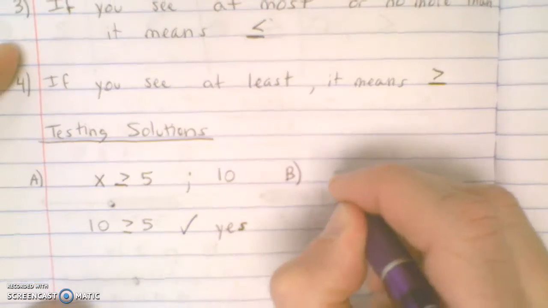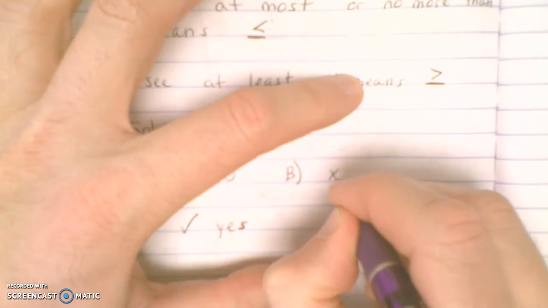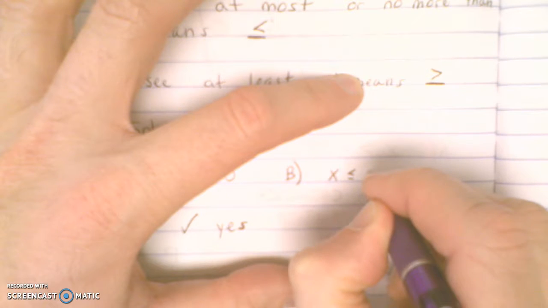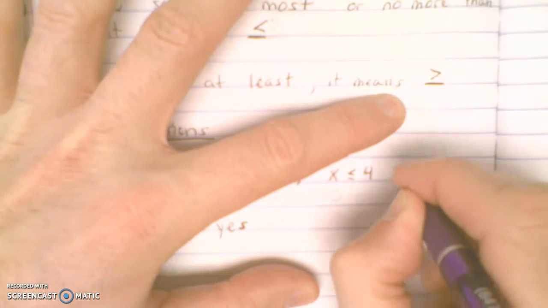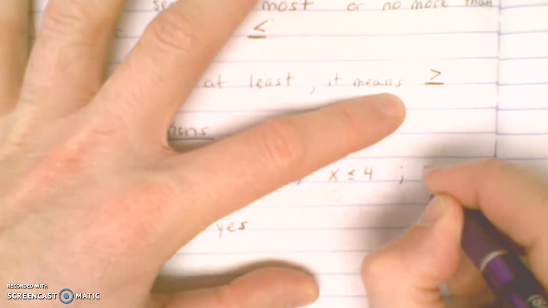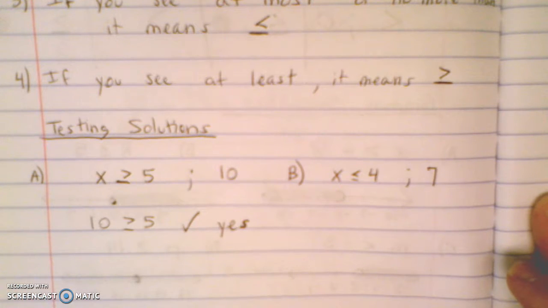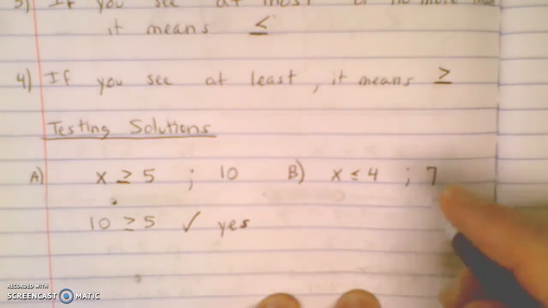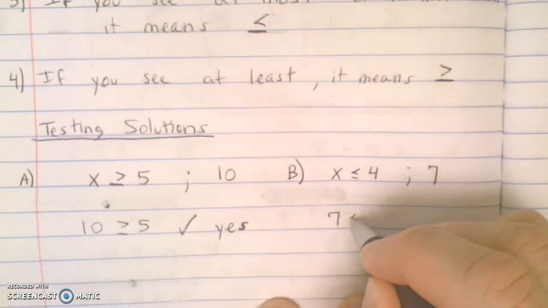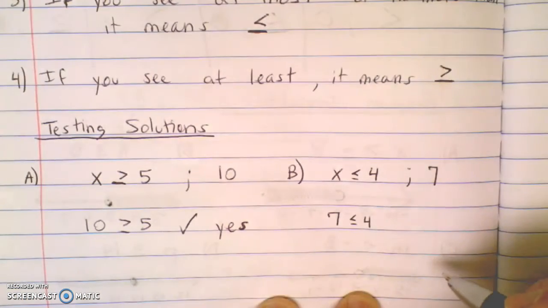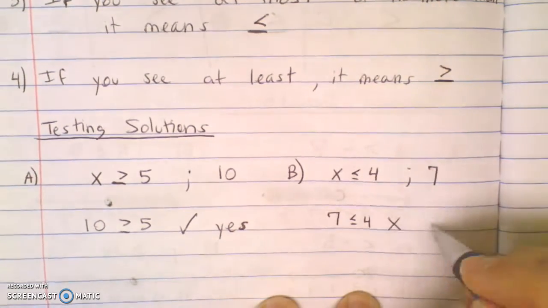I'll give you an example where one is not a true statement. So let's say I say x is less than or equal to 4, and I want you to test the number 7. If I plug 7 into my inequality, 7 is less than or equal to 4. That is not a true statement, so that's no.